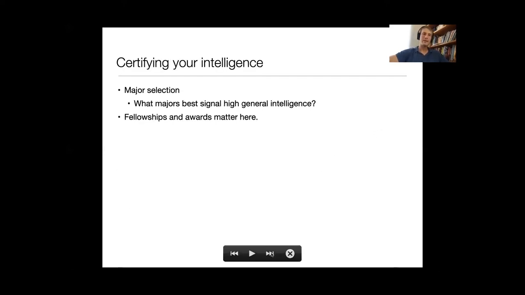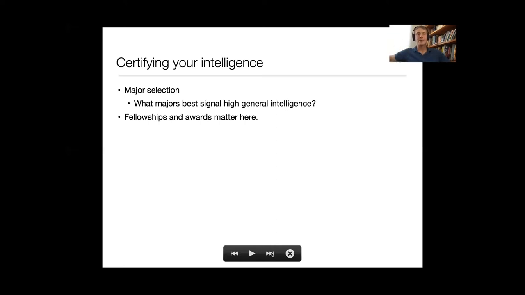Okay. Now, if we're in the high general intelligence fields and you're trying to enter these, one of the things you're trying to do is to certify that you possess high general intelligence, right? Because it's actually really quite hard to hire the smartest person in the room. It's hard to observe intelligence, right? And we're generally very bad at that.